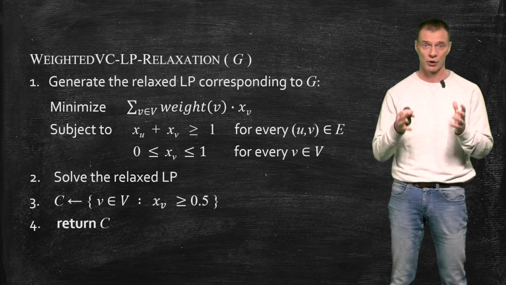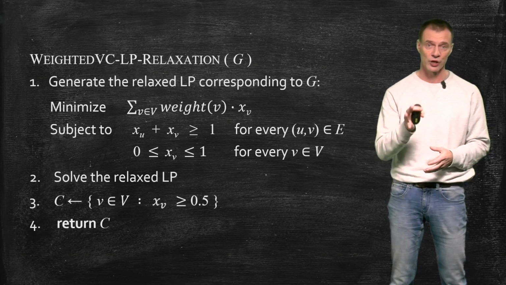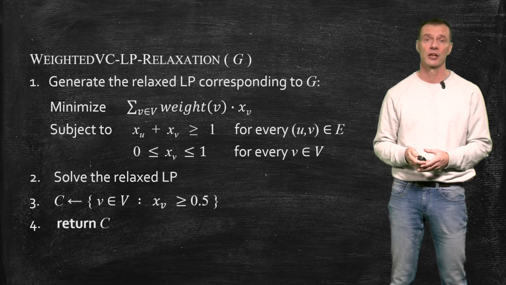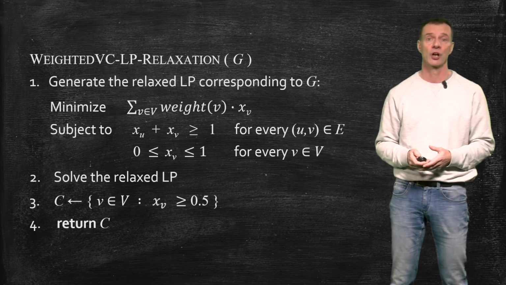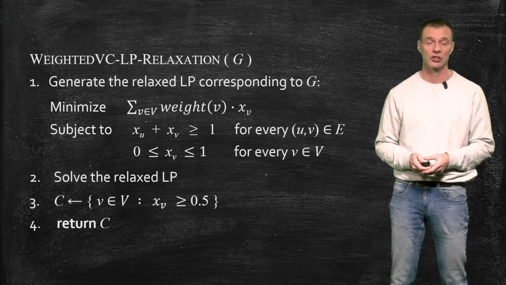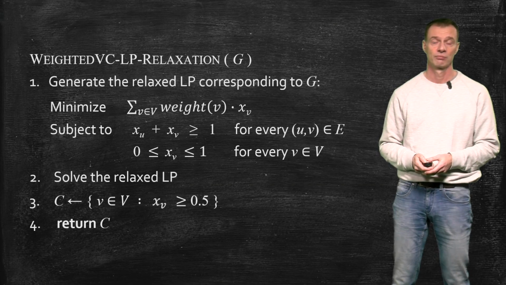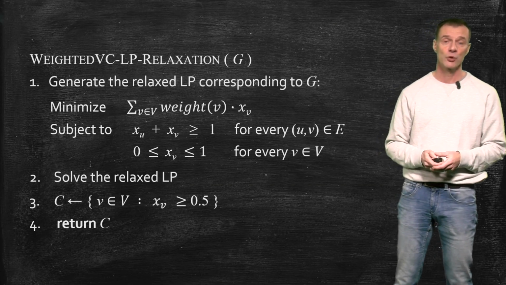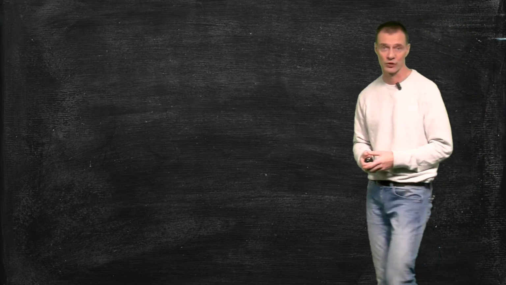And then we had our threshold rounding, where we took threshold 1/2 and decided to put every vertex into the cover whose decision variable xv has value at least 1/2. Now let's try to have a look at the approximation ratio of this algorithm.